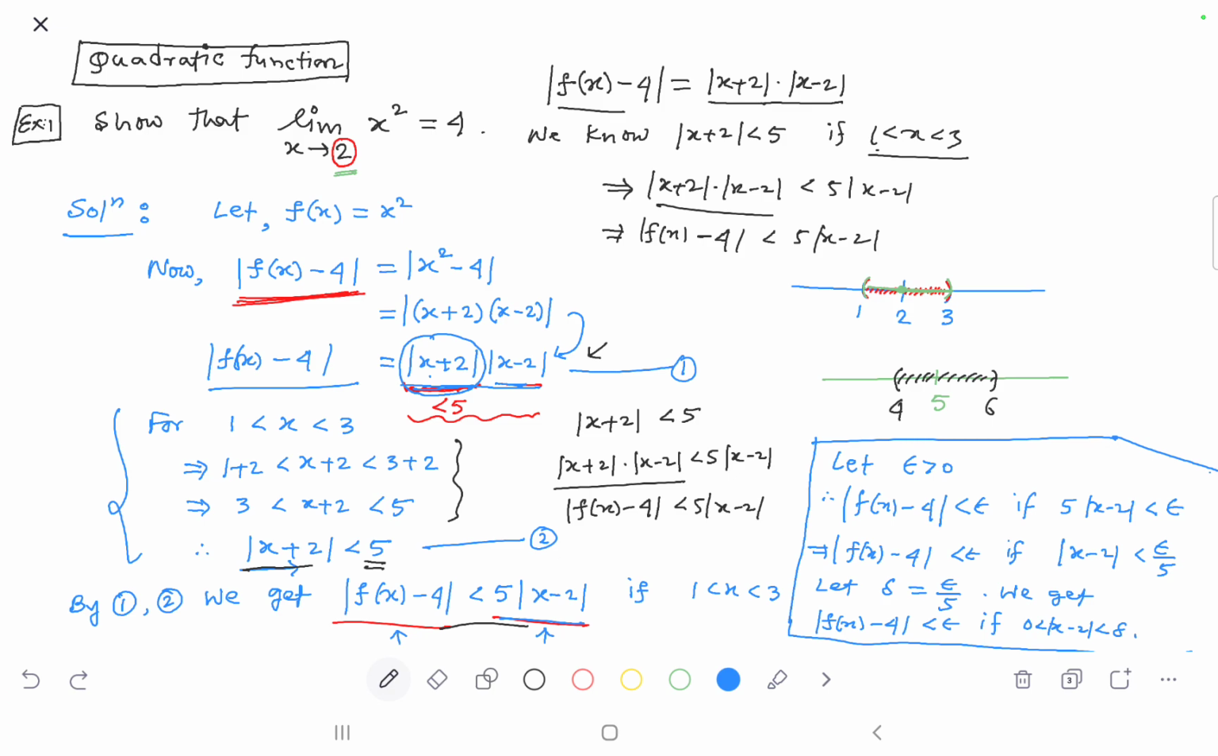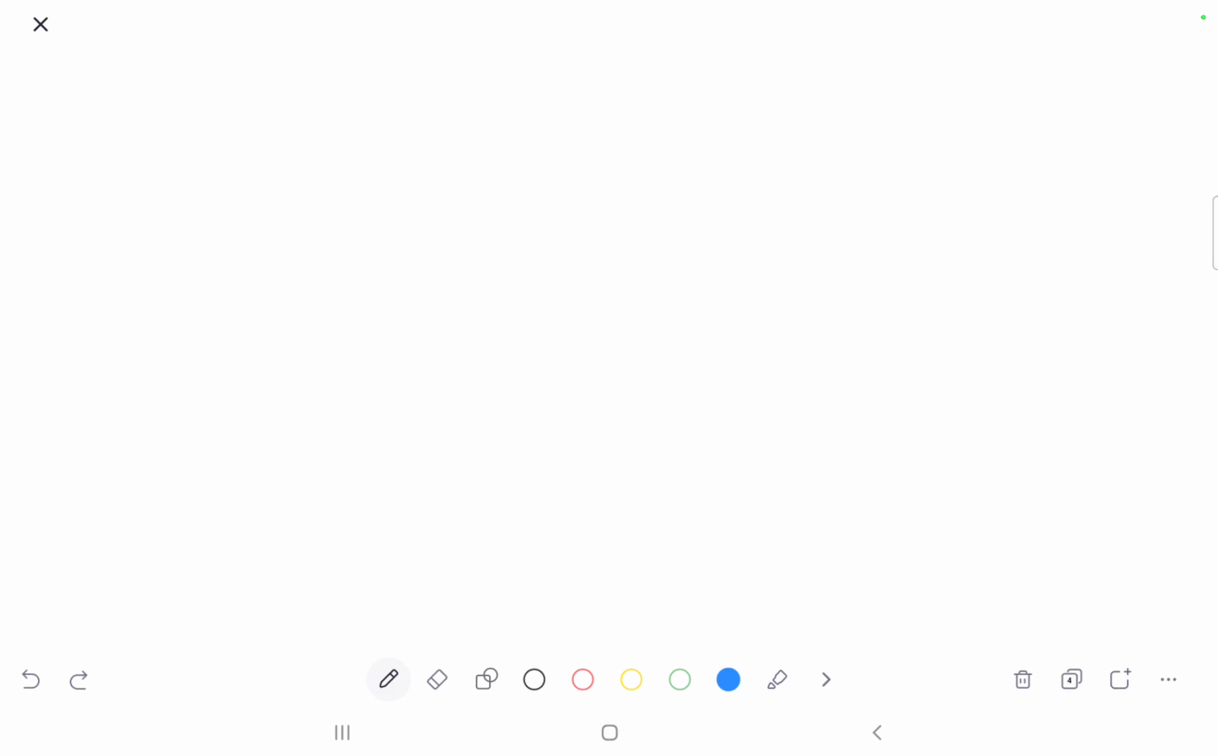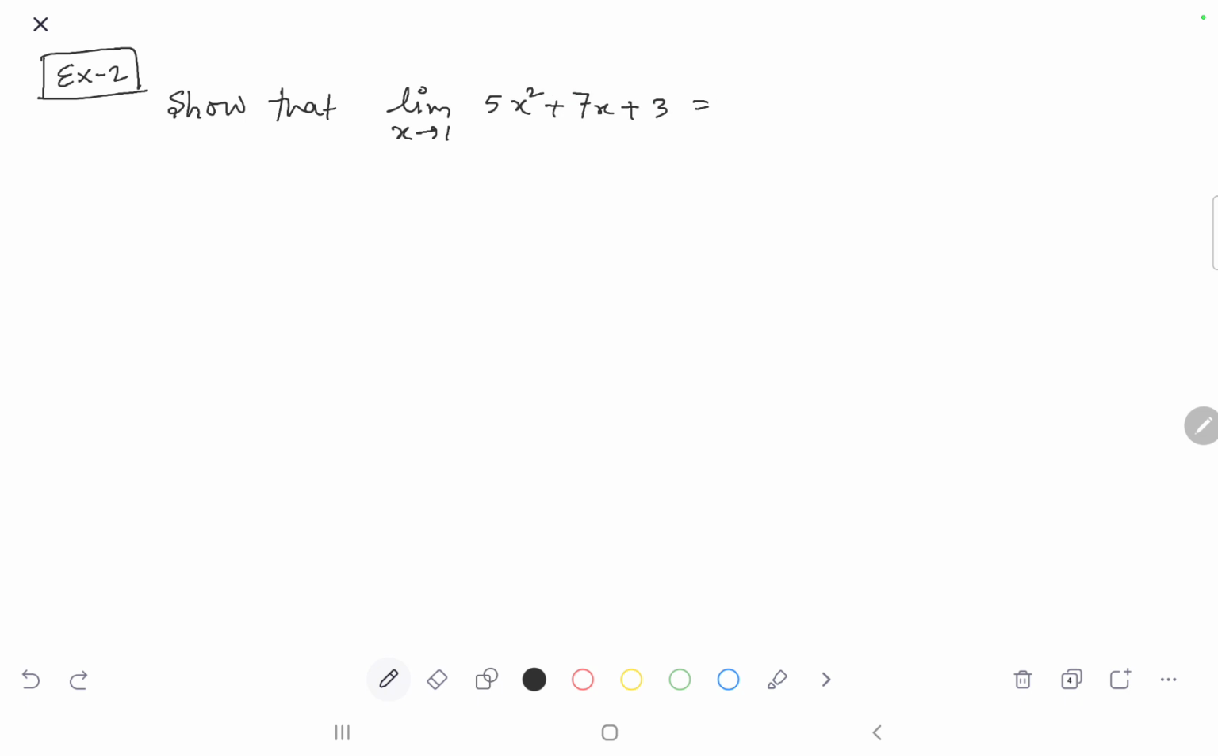Let's do one more example. Okay. Example 2. So that limit as x tends to 1 of 5x square plus 7x plus 3 equals 15.